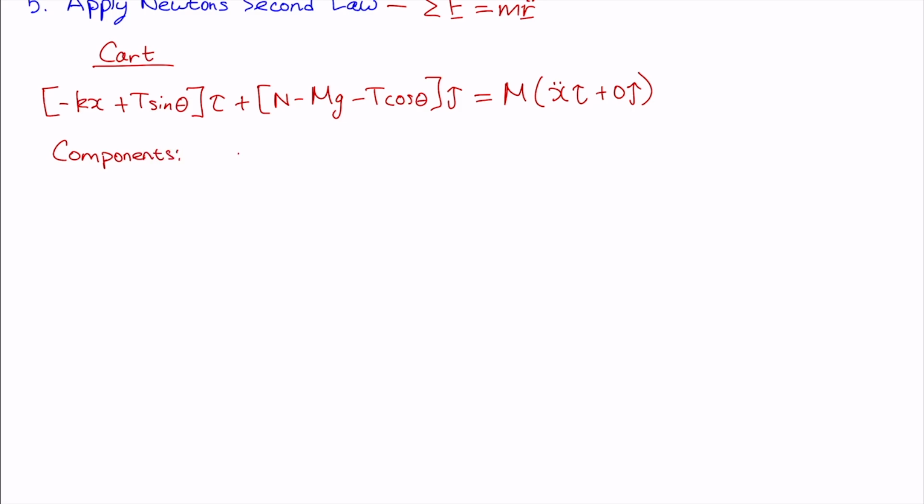Starting off with the i direction, we get minus kx plus T sine theta is equal to m x double dot. From here we can solve and find the equation of motion: m x double dot plus kx equals T sine theta.